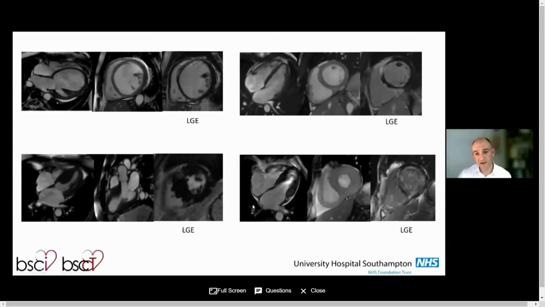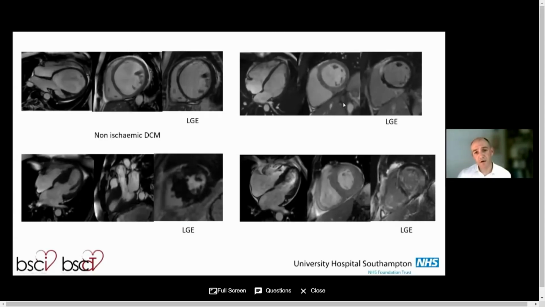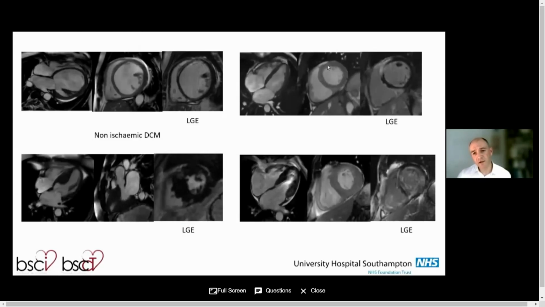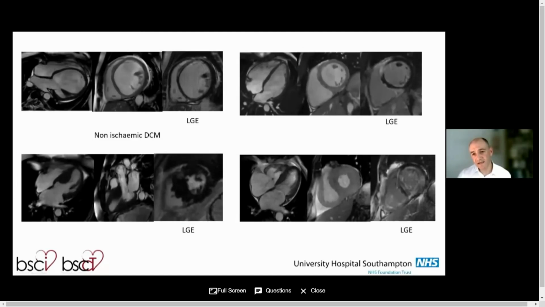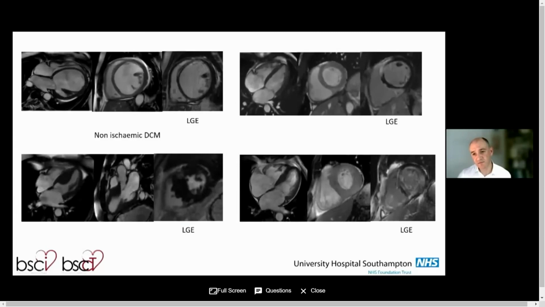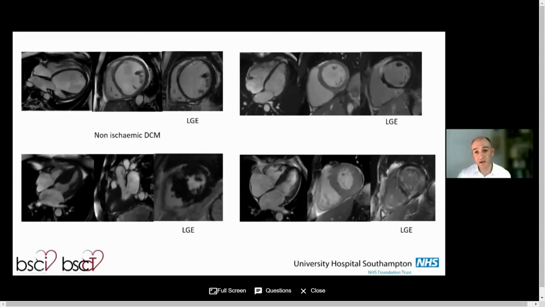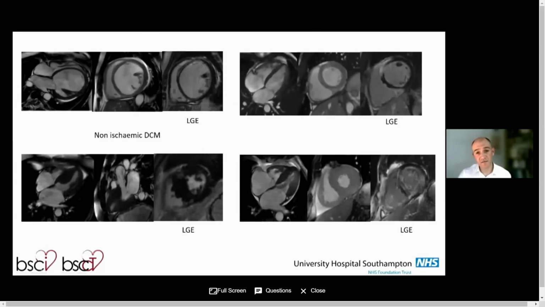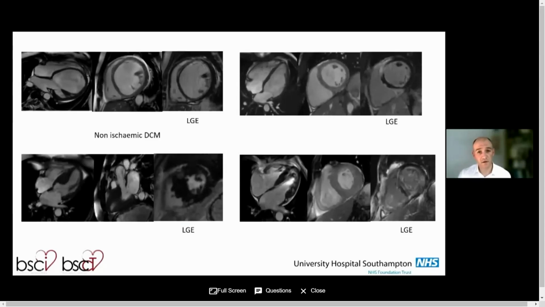If we look at this panel on the right-hand side, at the top here, much better improved function, but perhaps mildly globally impaired. But we have quite extensive subepicardial late gadolinium enhancement, particularly within the basal anterior and anteroseptal wall, and to a lesser extent here within the basal inferior septum. And this was consistent with the patient who had known myocardial sarcoidosis.